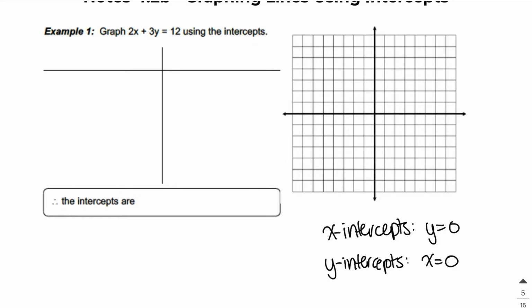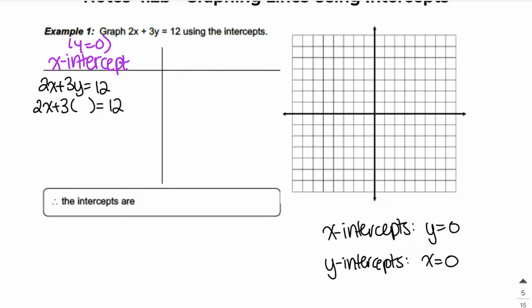So it says right here, graph 2x plus 3y equals 12 using the intercepts. So let's first find our x-intercept. This is another way to do it besides just using slope-intercept form. So the general equation was 2x plus 3y equals 12, and an x-intercept will happen when y is 0. So I'm going to replace y with 0, and then I'm going to keep everything exactly the same.